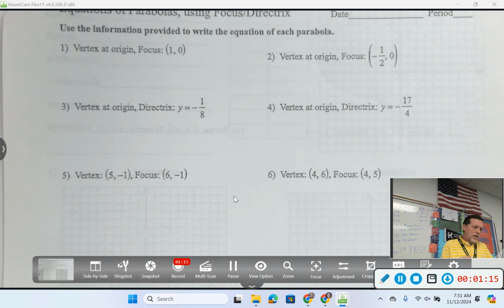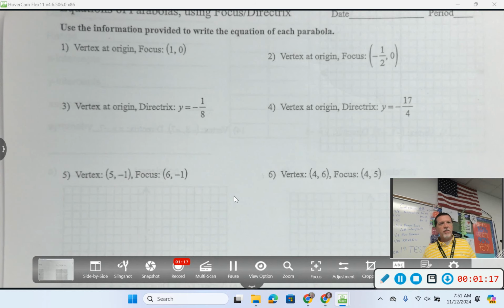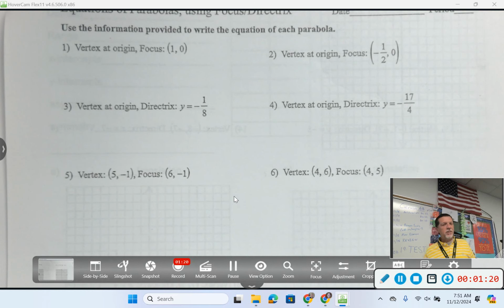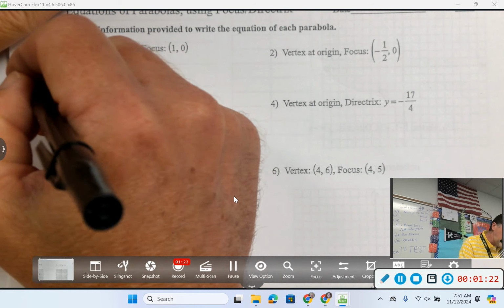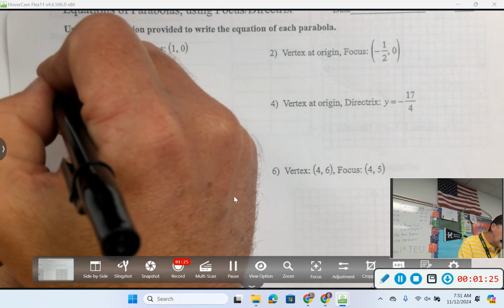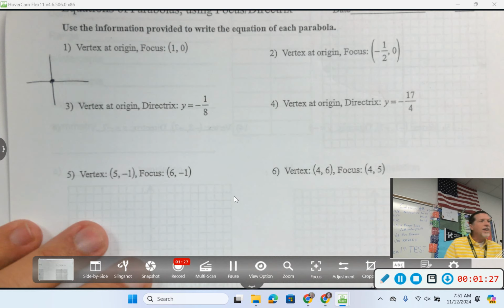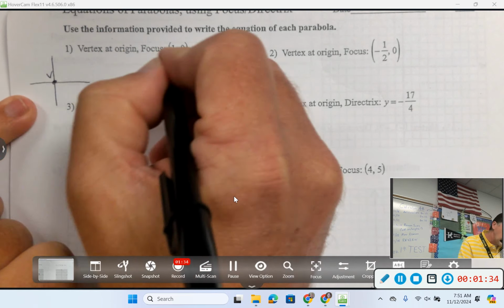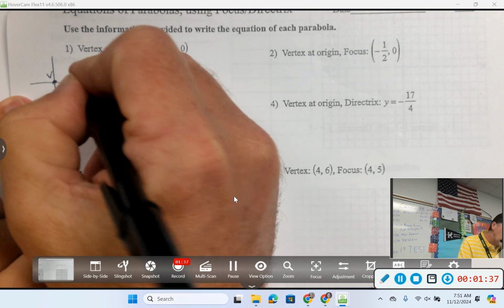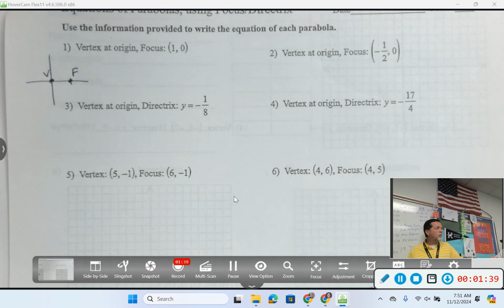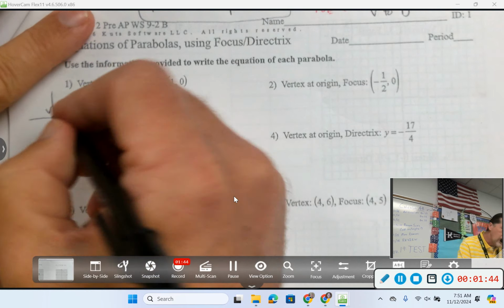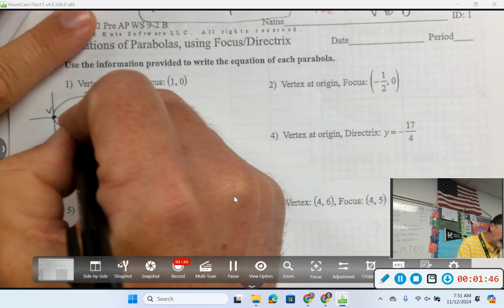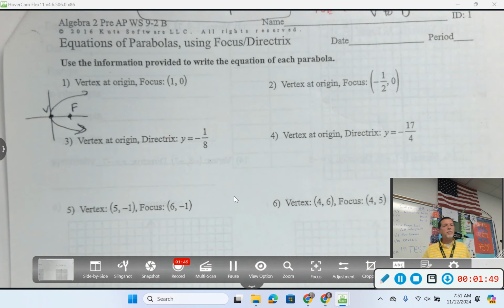Number one. Vertex at the origin, focus at 1, 0. Maybe you get good enough where you don't need to graph these, but I'm not there yet. I don't need to graph it perfectly. I just need to graph it enough so I can visualize what's going on here. Focus at 1, 0. Okay, so already I know which way am I opening, Cooper? To the right. Because I always wrap around the focus. So again, this picture doesn't have to be great. It just needs to help me set things up.